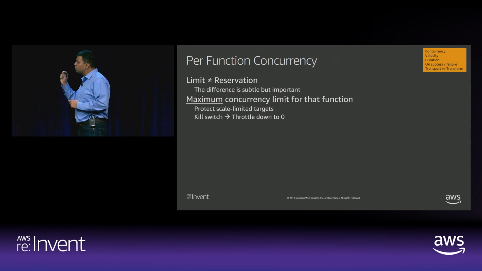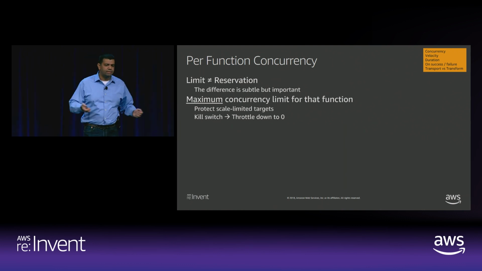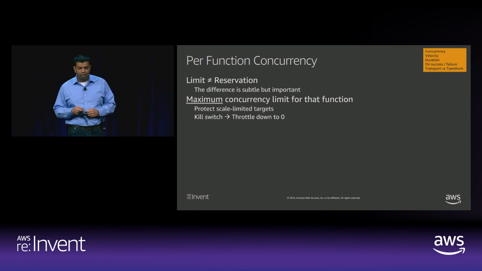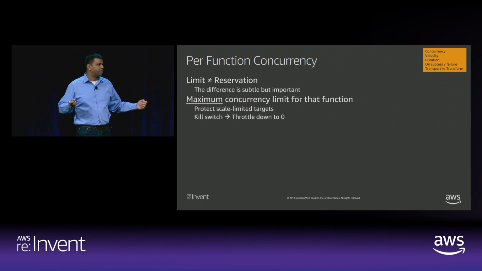The other use of per function concurrency is as a kill switch. You can use it to throttle a runaway function. And so if you set it to 0, all the instances from there onwards will not be able to be generated or instantiated. And so all the invokes thereafter will fail.